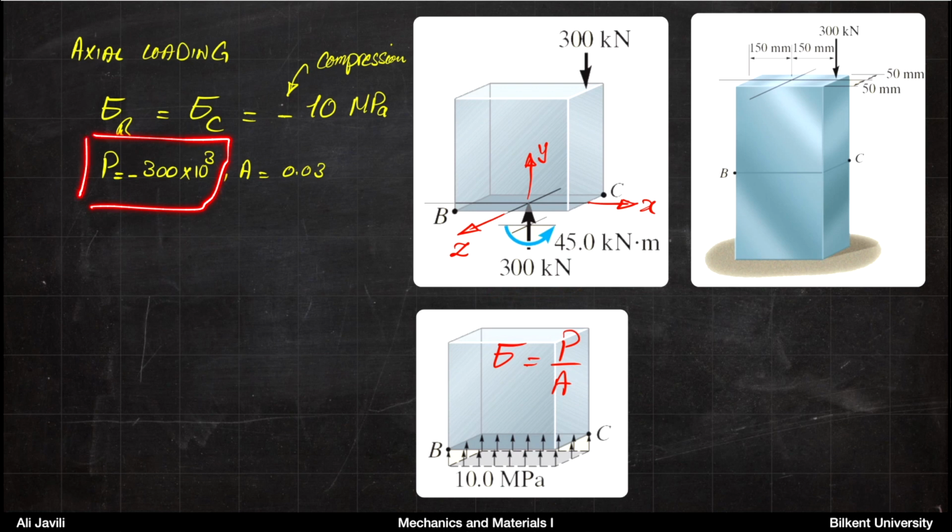So this is your force 300 kilonewton, again with a minus sign so that it shows it's a compression, and area is calculated from the dimensions given, so that's 0.03. And when you use the formula P over A for stress, you calculate the stress at points B and C to be 10 megapascal, compressive stresses, so with a minus sign. So this is basically an axial loading problem.